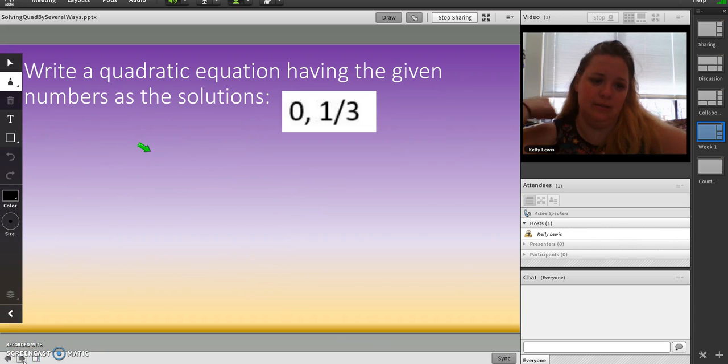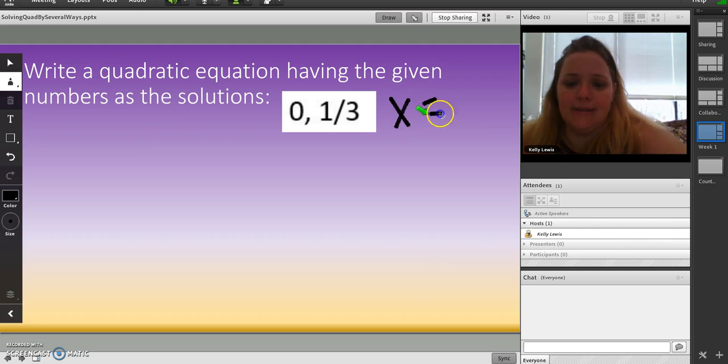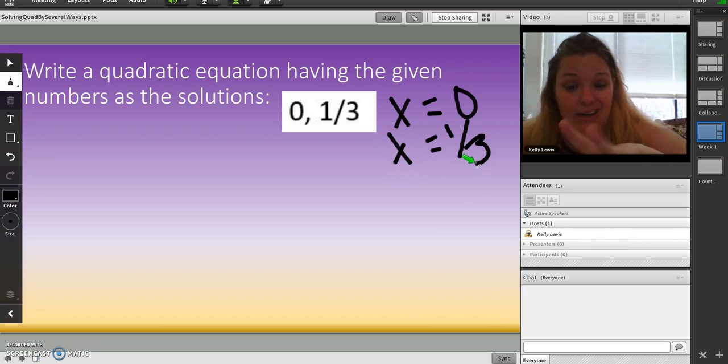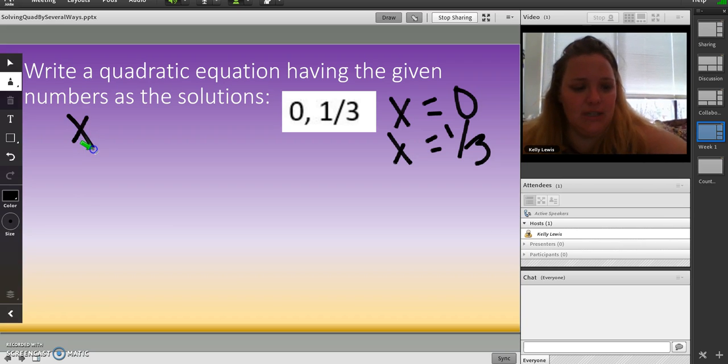Let's do another one just like it. Write a quadratic equation having the given numbers as the solutions. All right. So x equals 0, x equals 1/3. This one's way harder, and I purposely gave you a hard one. All right, so if x equals 0, then the only way x can equal 0 is if it's just x. Just hang on with me for a minute. And then x equals 1/3, so that's going to be x minus 1/3.